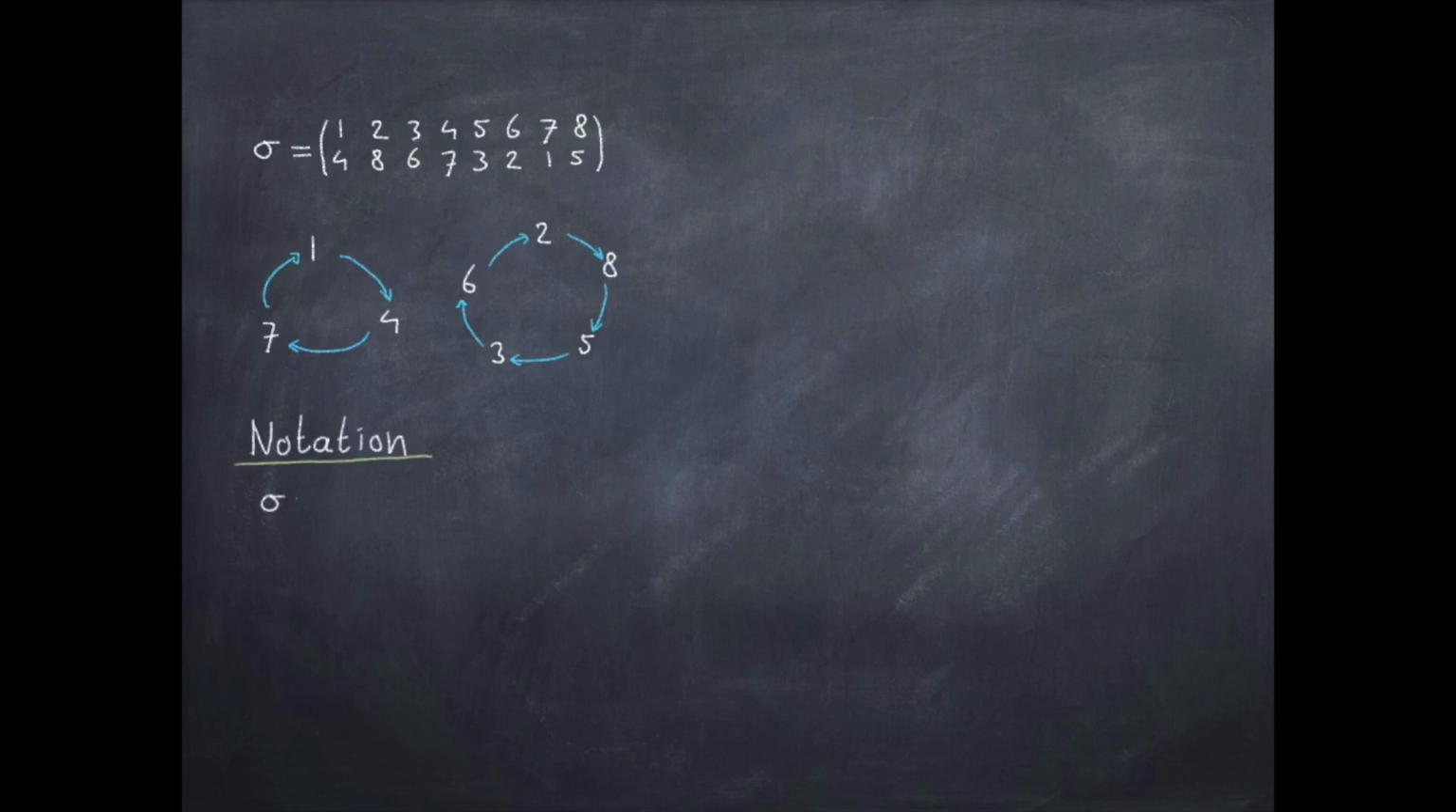Instead of drawing diagrams, we can also use the following notation. For each cycle, we write down the elements in the order in which they occur along the cycle. So 1, 4, 7 for the first cycle, and 2, 8, 5, 3, 6 for the second cycle. This way we have written sigma as a product of disjoint cycles. We'll come back to this notation later on.